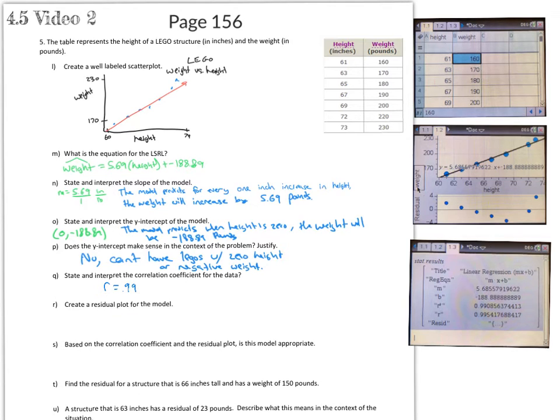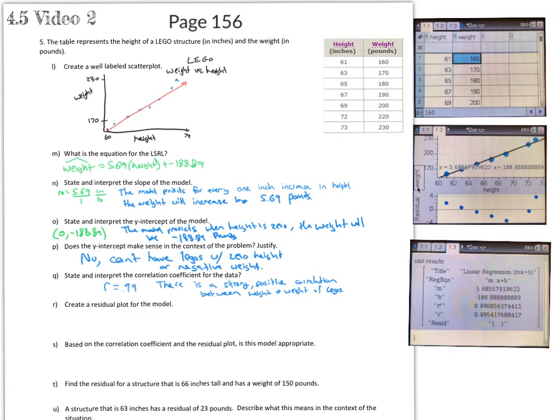All right, this is where we say whether it's strong, weak, positive, negative. Okay, so we say this one is strong. So we say there is a strong, positive correlation between height and weight of Legos. Okay.